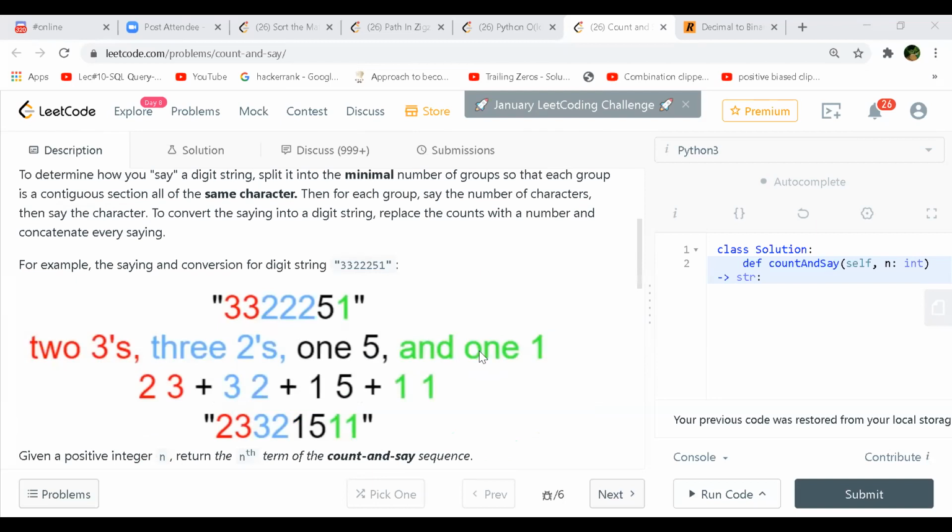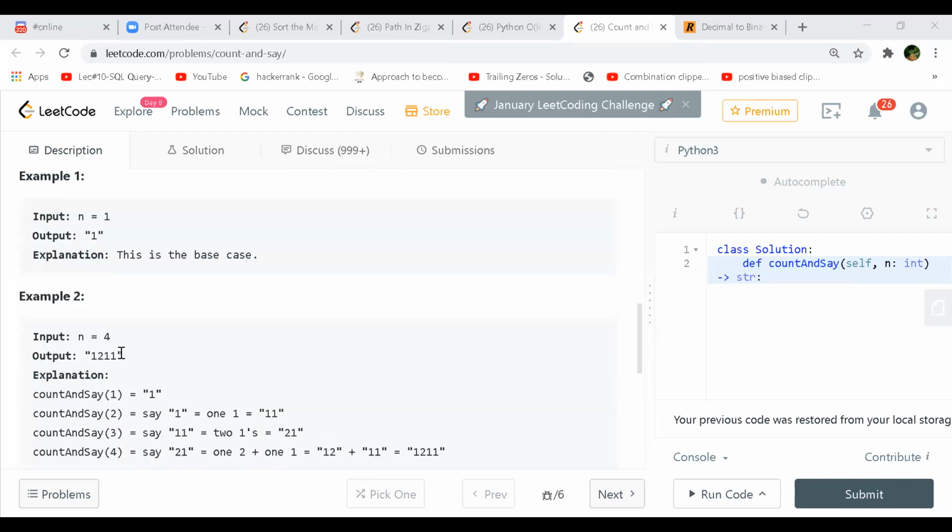1 5 1 1. So this prefix will give how many times the suffix is occurring, ahead of it. Three twos, 1 5, and just concatenate and then return this. So this is what is happening here, right? For one, there is only one, so that's the base case. Coming to 4, so if it is 1, so 1 1 is there. They are not writing 1 1 for 1, right? Yeah, for the first one they just say 1.